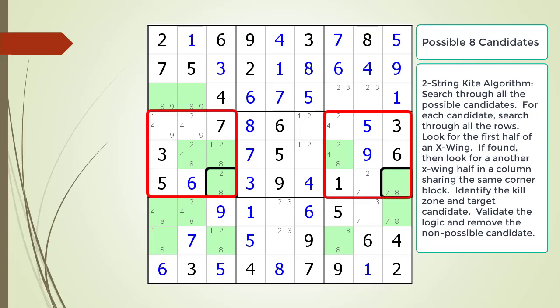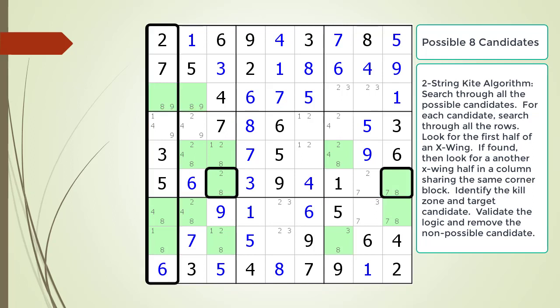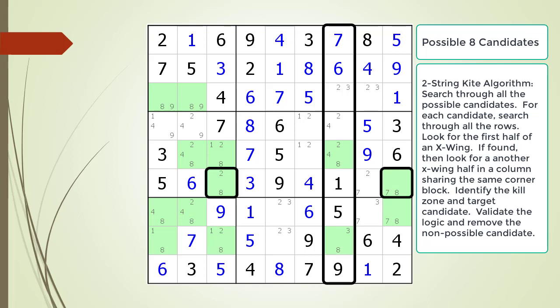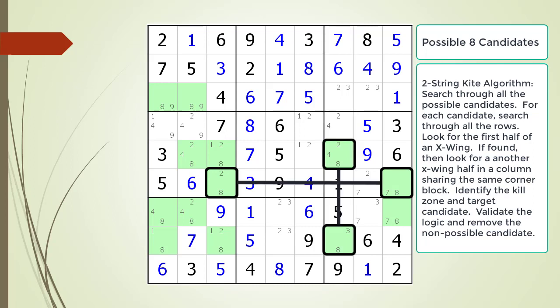Once we find our X-wing half, we look at the two blocks containing each endpoint as outlined in red. Within the two blocks, we look for another X-wing half sharing a corner cell in the same block, but column-wise or perpendicular to the first X-wing half we found. We have identified a perpendicular X-wing half in column 7. The cells making up both X-wing halves are outlined in black as shown.